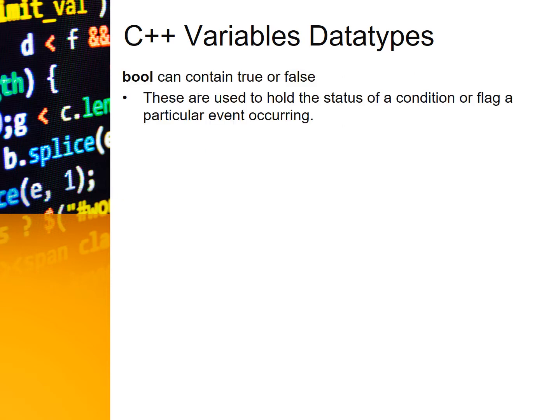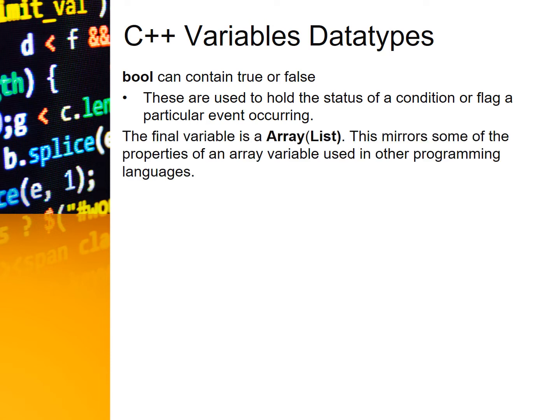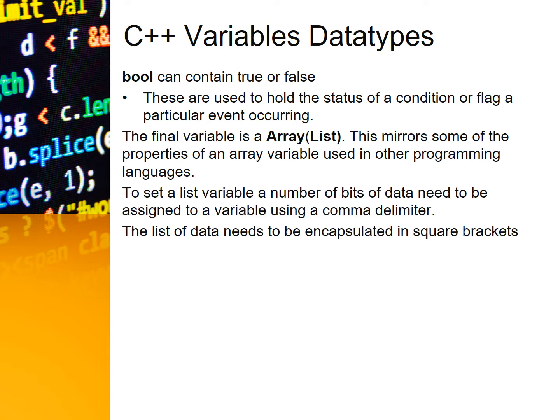Strings have no value, as we said. Bool contain true or false. These are used to hold the status of a condition or a flag. So you might have something that's on or off and you want to know what state it is in, then a Boolean variable can tell you that. The final variable is an array or list. This mirrors some of the properties of an array variable used in other programming languages.